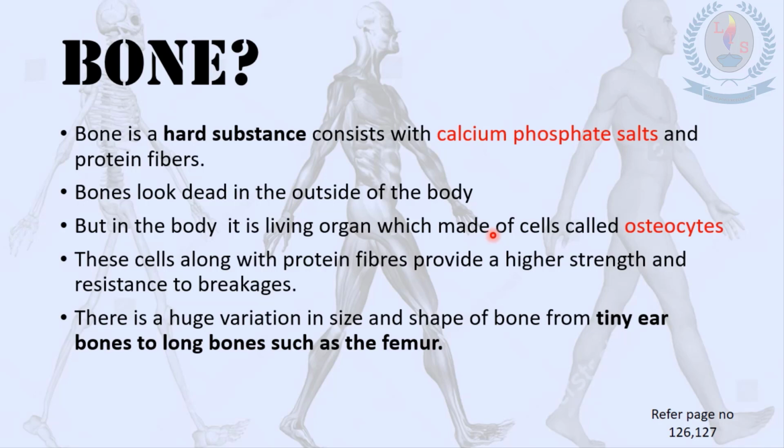What is this osteocyte? I will give you an example. As we all know, the nervous system is made of nerve cells. The same scenario applies to bones as well. Osteocytes are the building unit of the bones, as nerve cells are the building unit of the nervous system. So this is the osteocyte. We can call them bone cells. These cells, along with the protein fibers, provide higher strength and resistance to breakages.